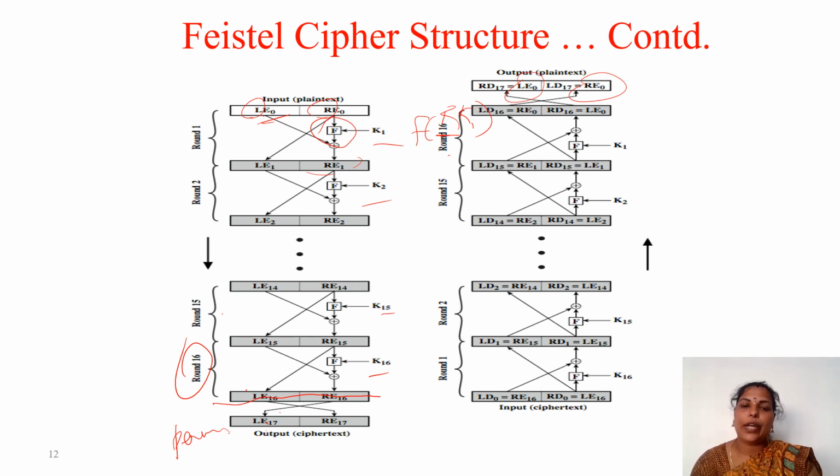Then in the decryption part, we assign this RE16 and this LE16, and with this operation we perform all the decryption. Finally, whatever is in the RE17, we assign to the output part of the plain text. RD17 equals LE0, then LD17 equals RE0, which is equivalent to this value. That is the plain text.